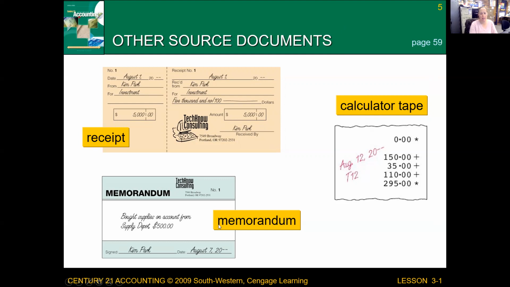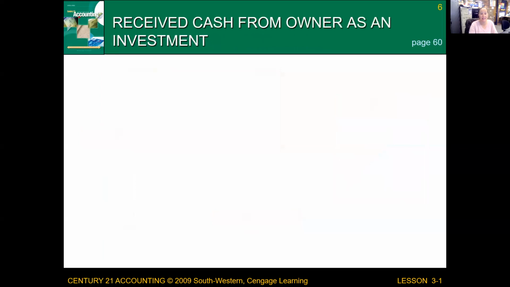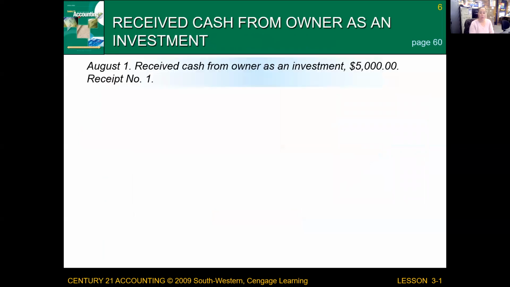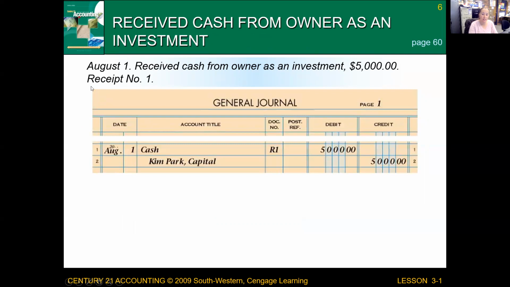So like memorandum, we'll use M, and then you find the number. Right up here in the right corner is the memorandum. Receipt is going to be the same thing. It's going to be R, and then you find the number. This is just so that you are organized and that we can find that receipt or whatever. So I'm going to give you an example here. We received cash from owner's investment for $5,000, and we found this out by receipt number 1.